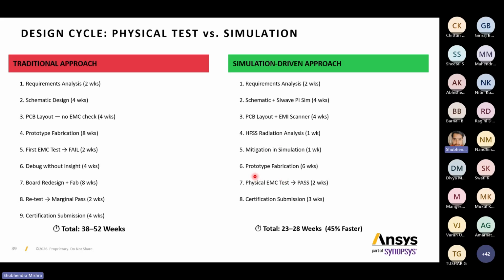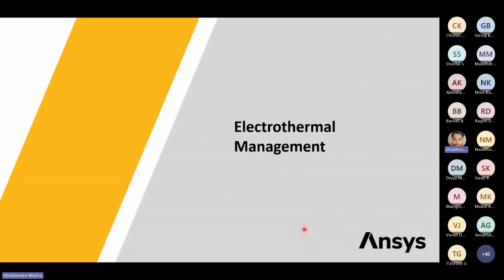After completing this part, we go to the physical EMC test, and there is a 90 to 98% chance that your system will pass that test. Then move to the certification submission, and your whole solution will be completed 45% faster. So this was basically all for the EMI EMC section.